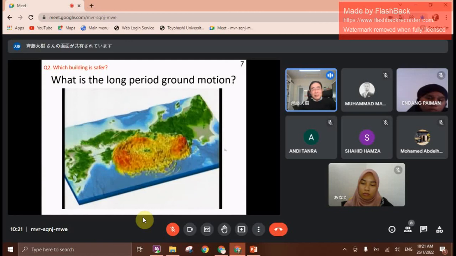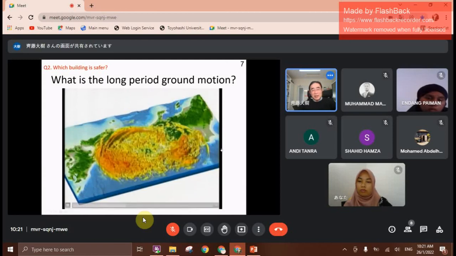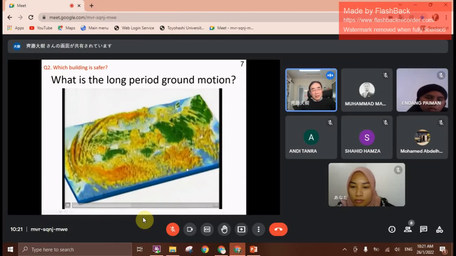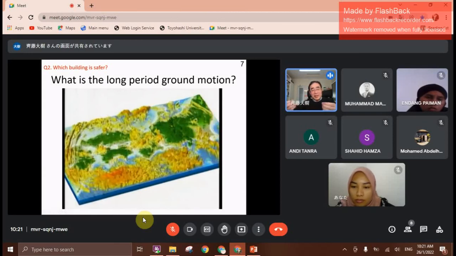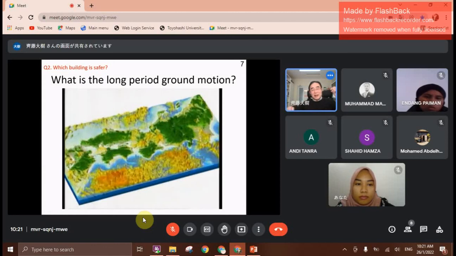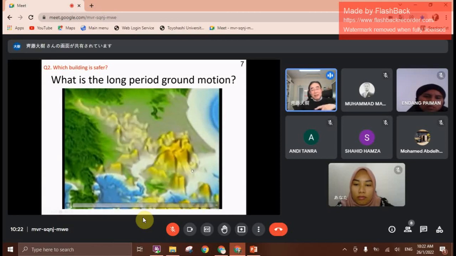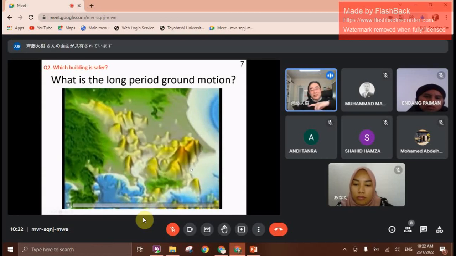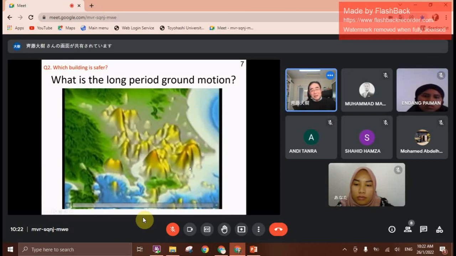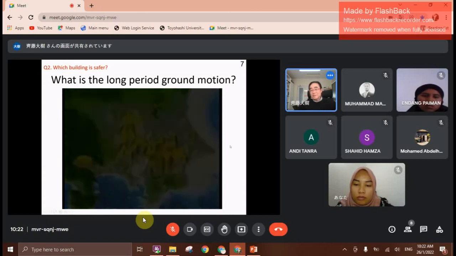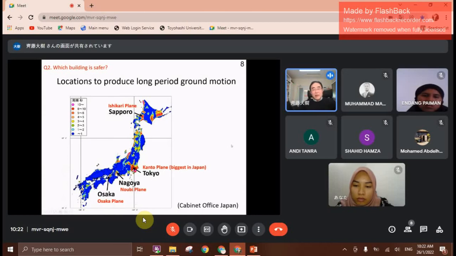This is a computer simulation of the earthquake wave. It shows the intensity of the earthquake wave. It is spreading, but it continues shaking in Tokyo because it's traveling, coming back, and continuing for a long time on the surface of the sedimentary soil. It is a long period ground motion. And this type of soil exists in many places in Japan, maybe in your country also.